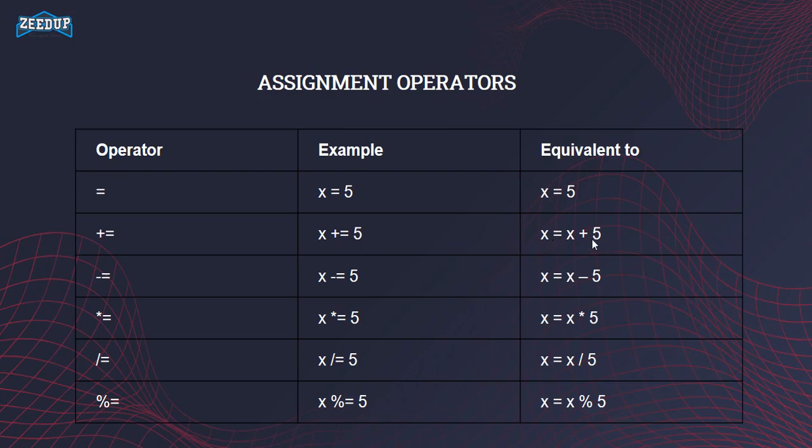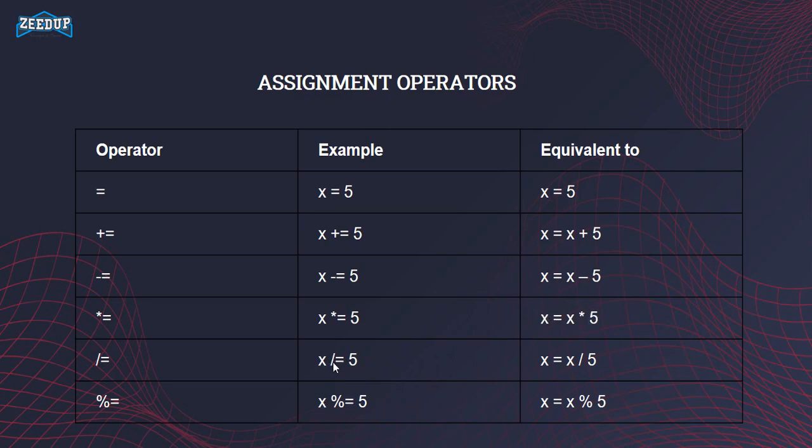It can be expanded as x = x + 5, which means if right now the value of x is 3 and then we add 5 to it, the value of x after the execution of this line becomes 8. Similarly, we have a minus equal to sign that is used to subtract the 5 value from x. Similarly, we have x *= 5, which is used to multiply the value of x by 5 and then store it in x.